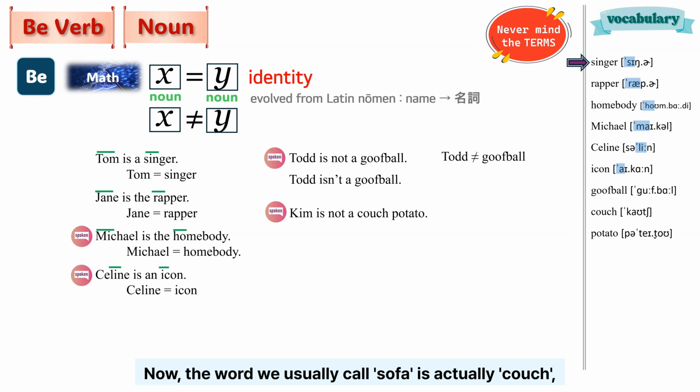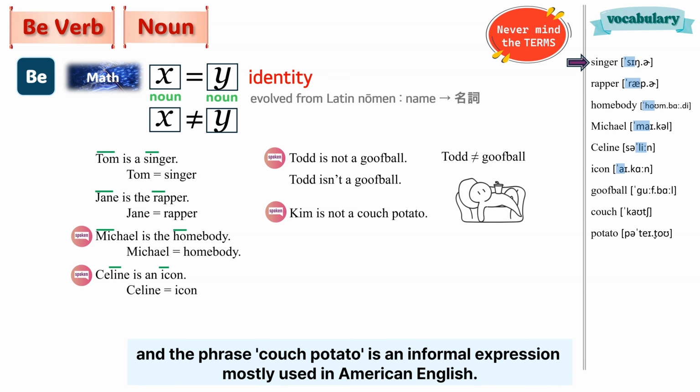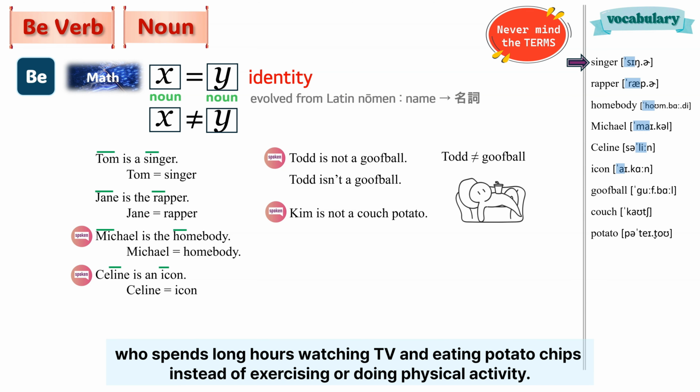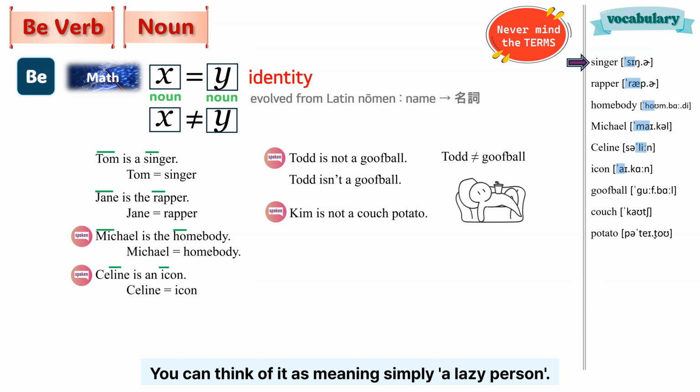Now, the word we usually call sofa is actually couch, and the phrase couch potato is an informal expression mostly used in American English. It humorously describes a very lazy person who spends long hours watching TV and eating potato chips instead of exercising or doing physical activity. You can think of it as meaning simply a lazy person.